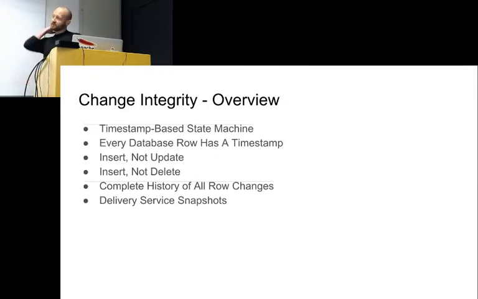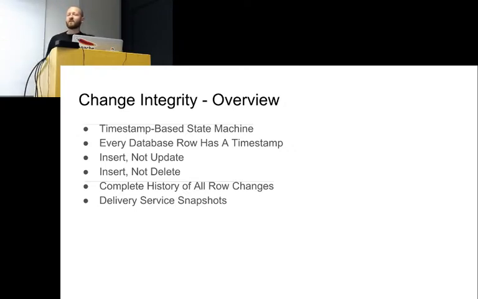So the current plan is just to make a table. It's a timestamp. Again, it's all timestamp-based. And we can dynamically build that section of the CR config by selecting all of the rows up to that date on that delivery services snapshot. And like I said before, that can be implicit.